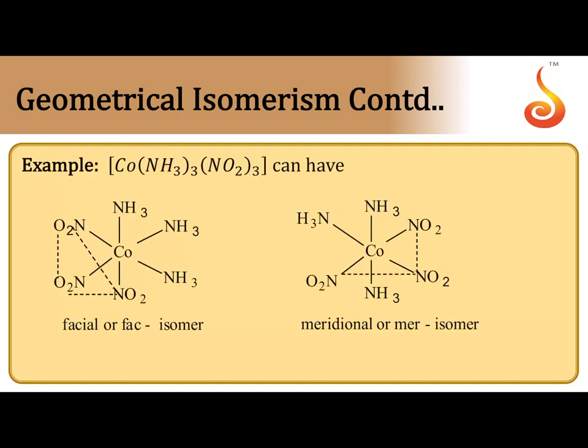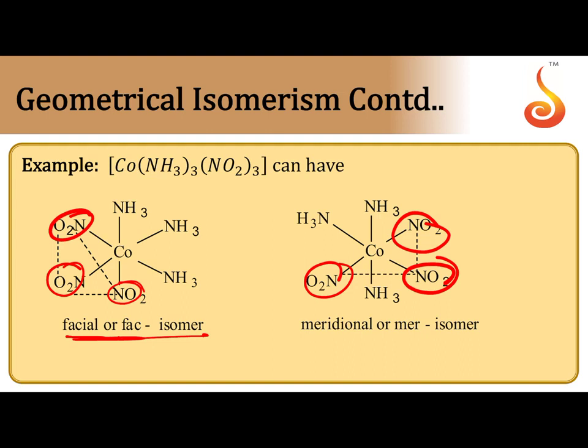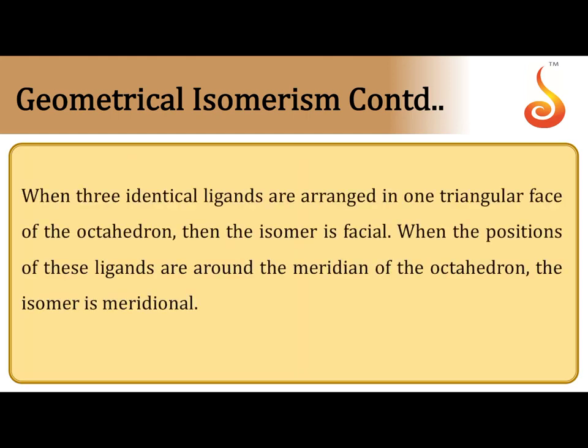MA3B3 or MA3BCD type of complexes also can exhibit geometrical isomerism. In this complex, 3 identical ligands are occupying the trigonal face of the octahedron. That isomer is called facial isomer. In another one, those 3 identical ligands are occupying the meridian of the octahedron. They are called meridional isomer.